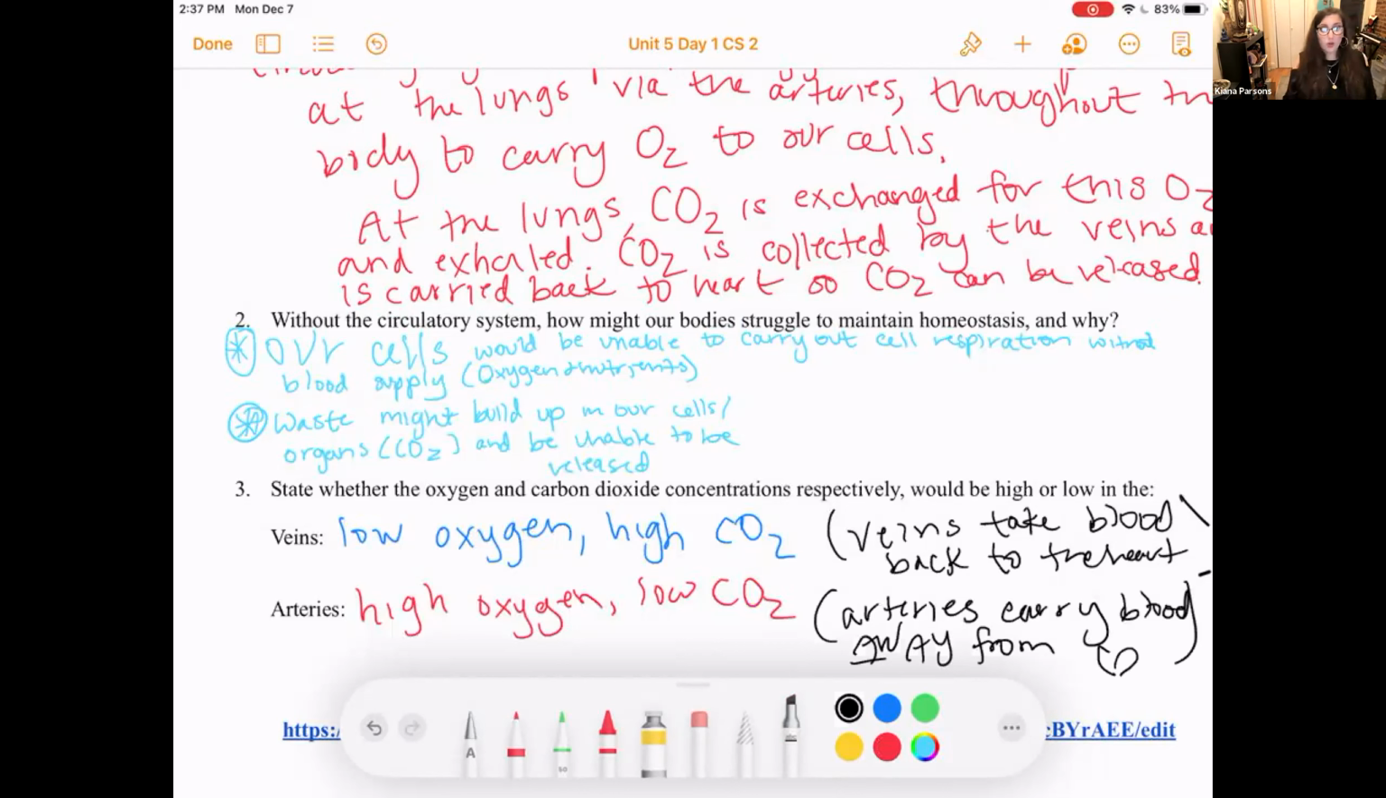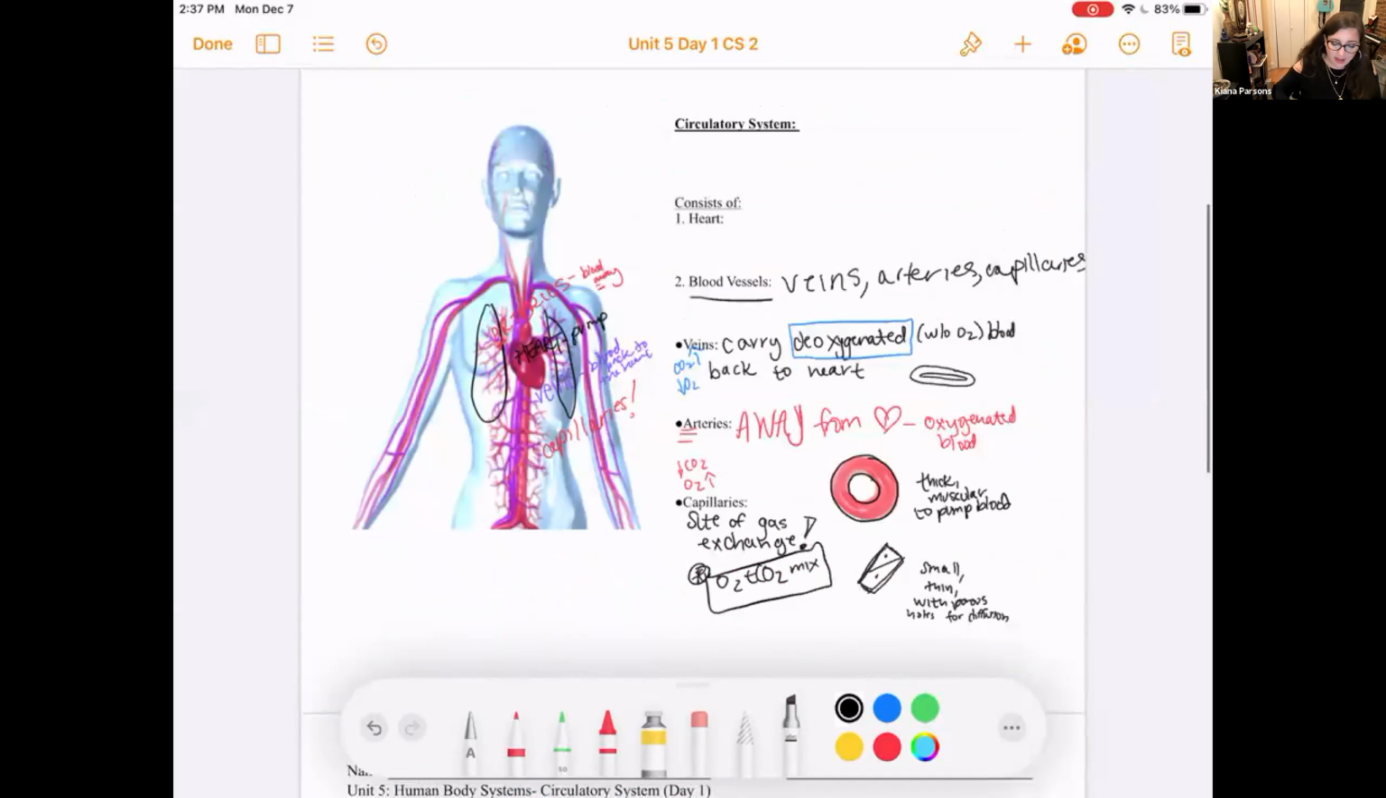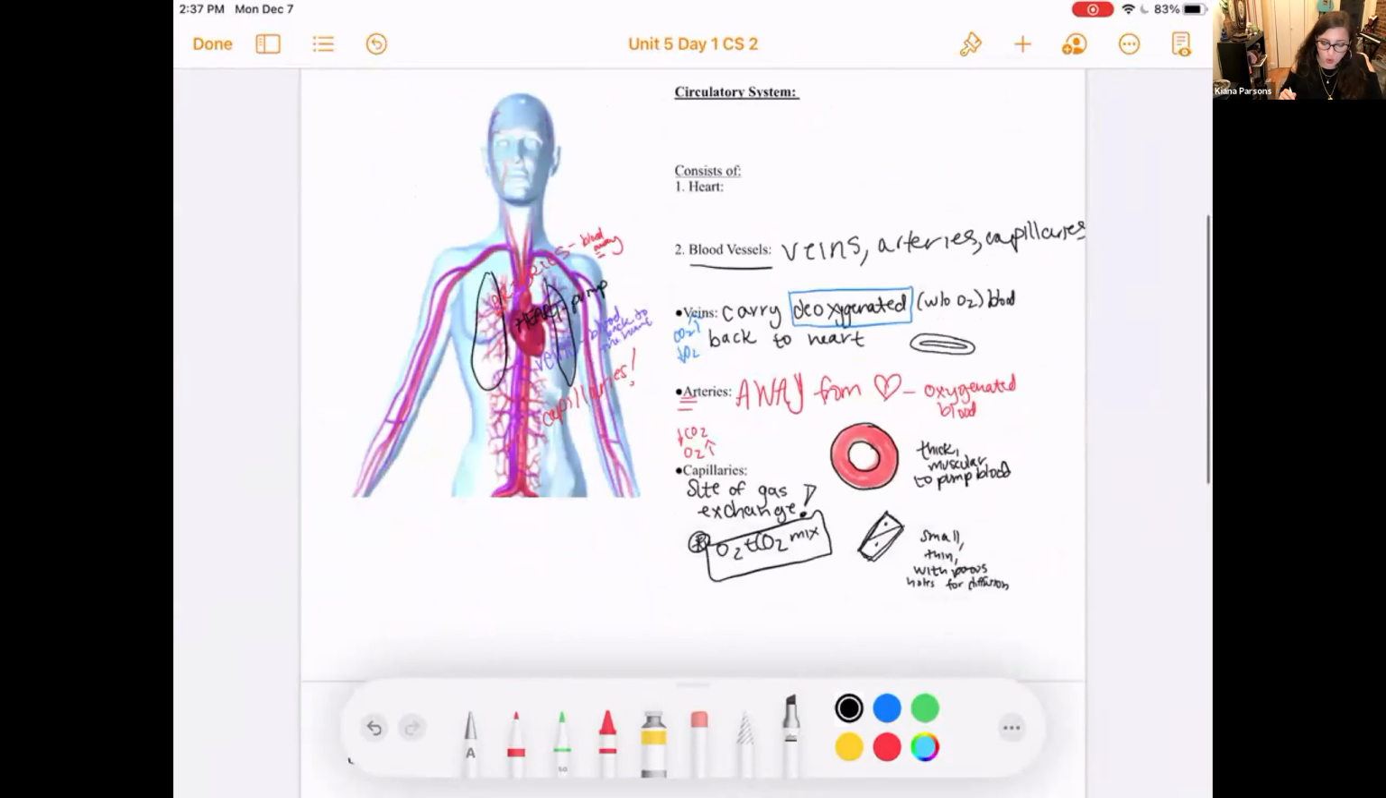What I will draw your attention to is the exit slip for today is talking about two questions talking about the veins, arteries, and capillaries. And I want to draw your attention to these images of the veins, arteries, and capillaries to help you answer those questions on the exit ticket. Remember, the arteries are thick and muscular to pump blood, the capillaries are small and thin, and the veins are flat and they're not muscular.